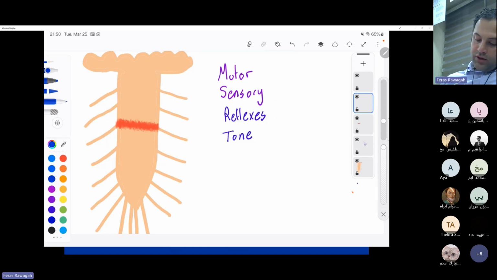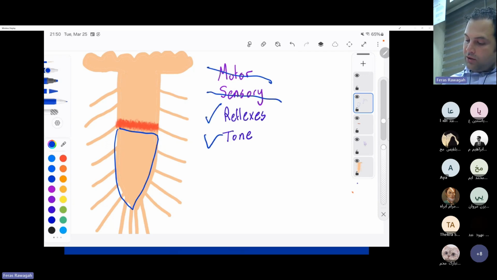For the segments below the level of injury, we will lose motor and sensory. However, the reflexes and the tone will be present and high, hyperreflexia and hypertonia, except in spinal shock syndrome, the acute stage, where there will be loss of everything. Okay, so this is to summarize what we said.